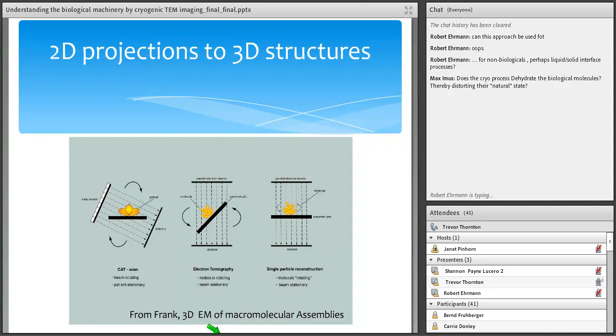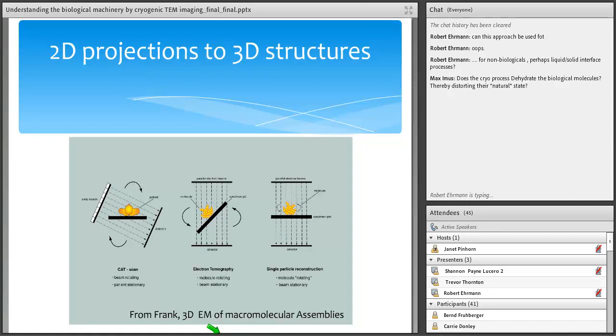So we can only tilt so far, usually plus or minus 70 to 80 degrees. In addition, the path length of the electron beam becomes greater and greater as we tilt, and so the information that we get out of the material begins to get less and less. Now, in single particle methods, we depend on the molecules themselves to be randomly orientated in the ice, and so we'll get thousands of different views of the molecule as they tumble through the water.